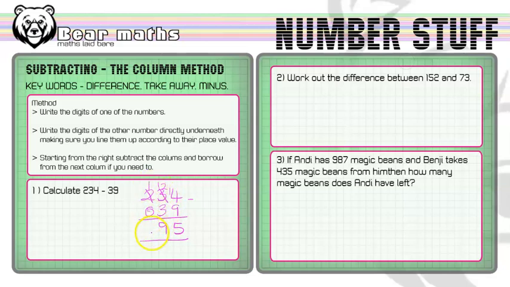And then 1 take away nothing. We've taken away nothing from 1. You've still got 1 left. So 195 is the answer to the first question.